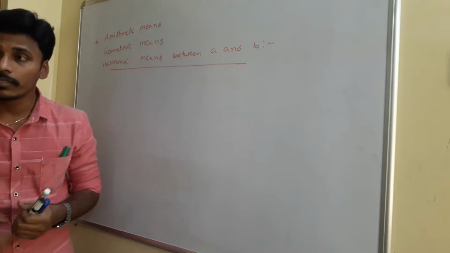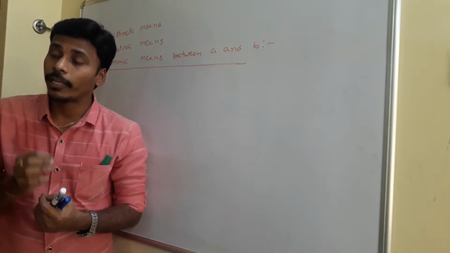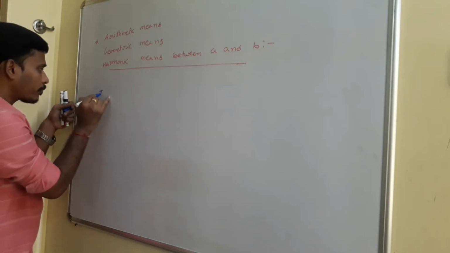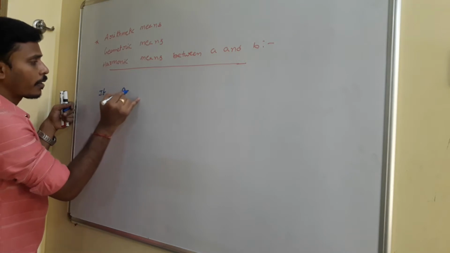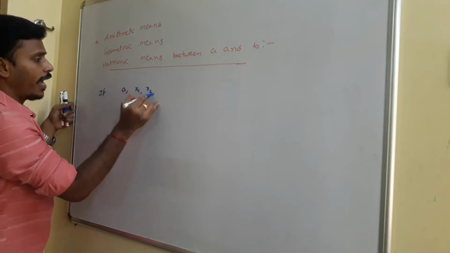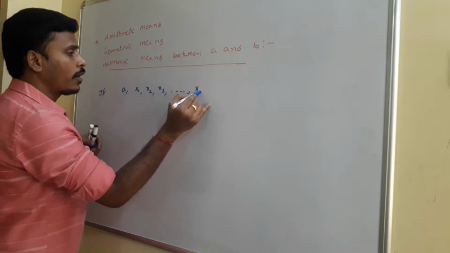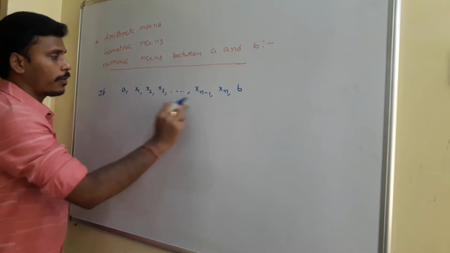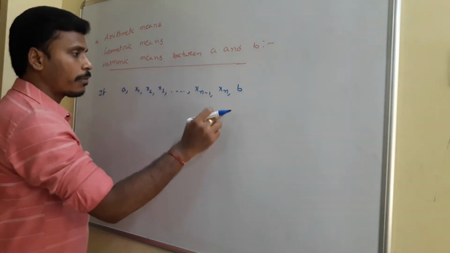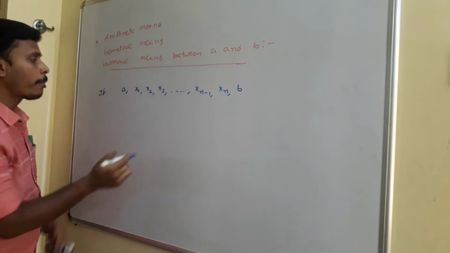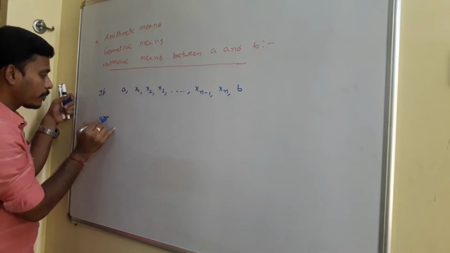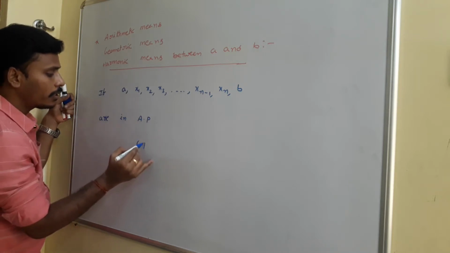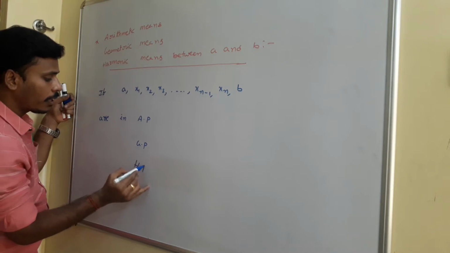Now have a look at this, what we are discussing. We are discussing the arithmetic means between A and B. The definition is very clear. Suppose we have A and some numbers x1, x2, x3 and so on, xn minus 1, xn, and B. I have a few terms, A, x1, x2, x3 and so on, xn minus 1, xn, B, right? They may be in arithmetic progression, or maybe in geometric progression, or maybe in harmonic progression.